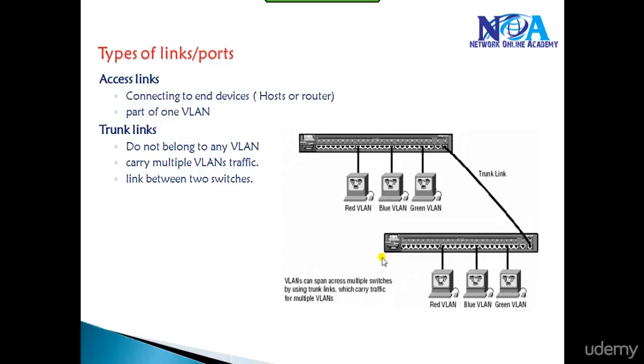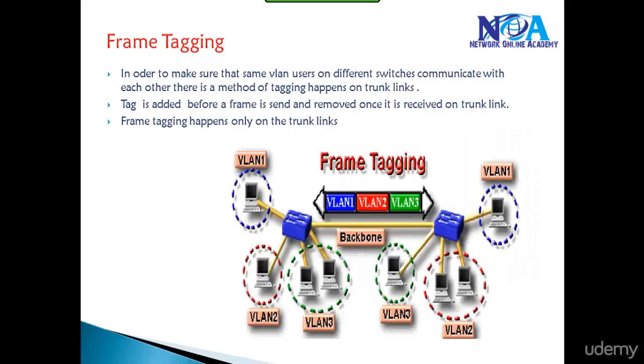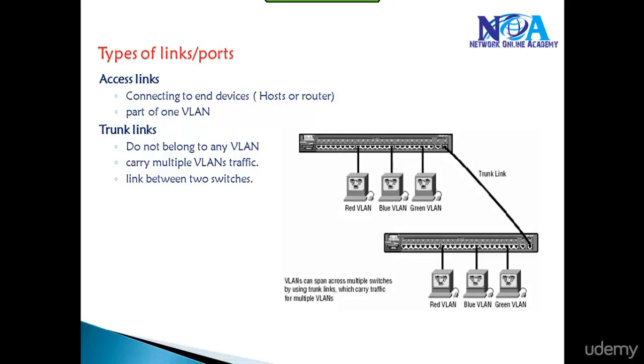To understand that process, before we get into the actual process, which is frame tagging, let's understand that there are two different types of links we have here. The first link is called the access link. Access links are the links which connect to the end devices. These are all access links, so they belong to just one VLAN.